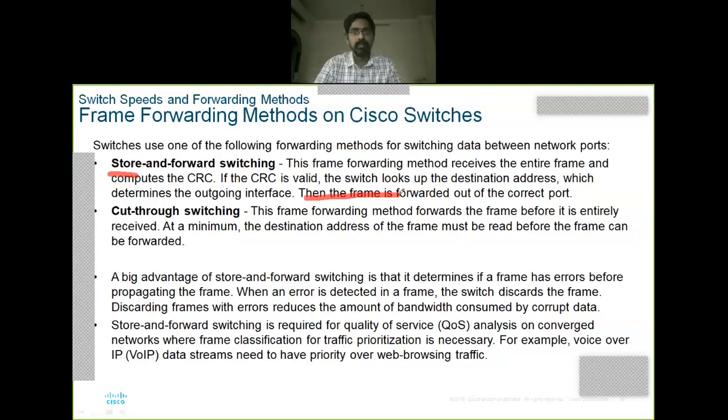And cut through switching. In cut through switching, the switch will forward the frame immediately without storing it in memory. It will forward immediately, in minimum time. The destination address must be read, so the switch needs to know the destination address. After knowing the destination address, it will immediately forward the frame. This is cut through switching. In this mechanism, there is no need for a buffer.